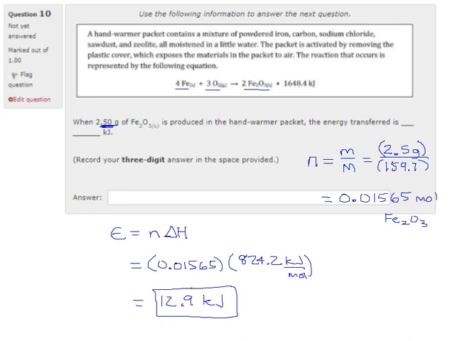The energy transferred is 12.9. Transferred makes me think they don't care about the sign on this. And also it's hard to say if you should put a positive or a negative on this because it's being released by the reaction and absorbed by the water, so which one do you emphasize? So most likely they'll be happy as long as you say 12.9.